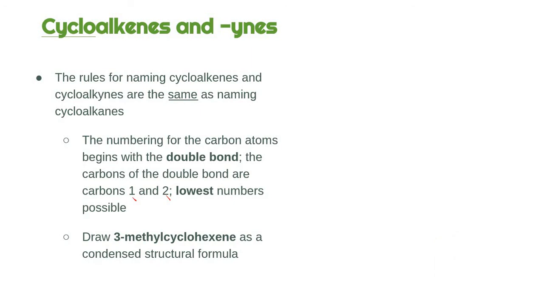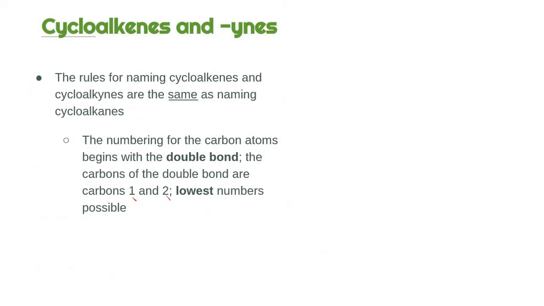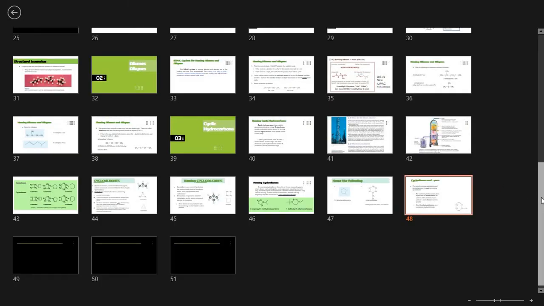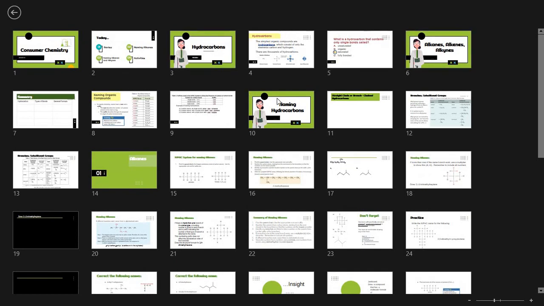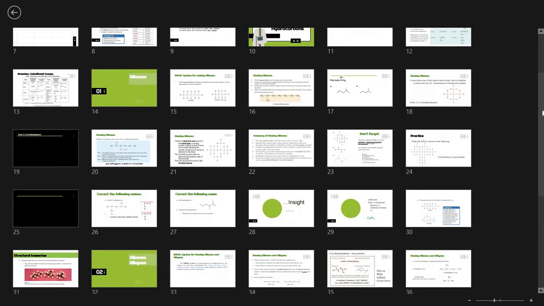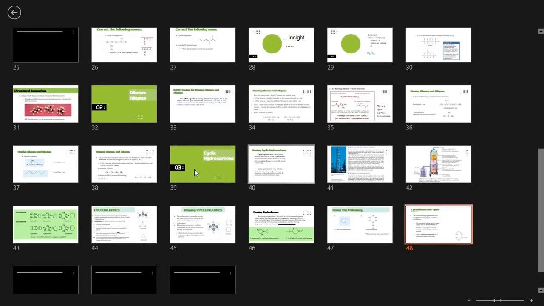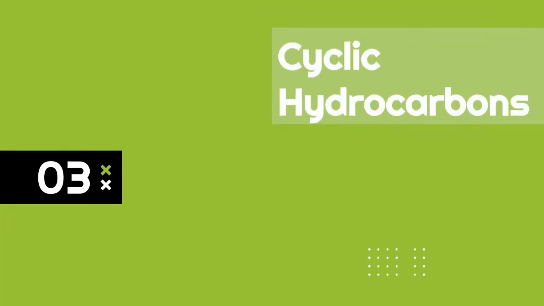Okay, I think we're done. So these are some of the rules. Things could really get complicated, like having secondary branches within a branch, but we will not include that. We will stay with the simple ones. First we named the alkanes, and then we had alkenes and alkynes, and the cyclic hydrocarbons.